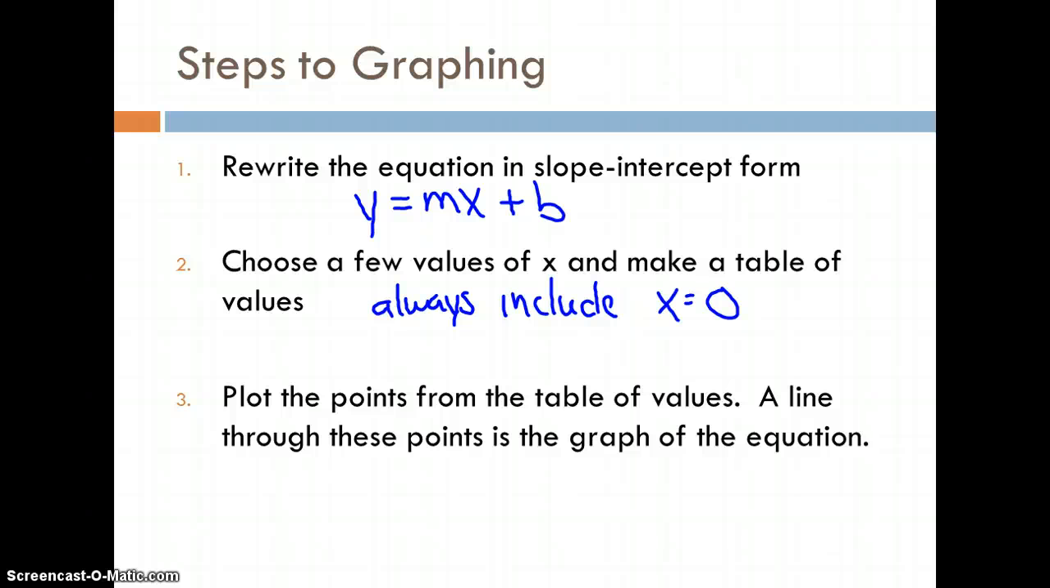Once you have your table of values, all you do is plot the x comma y. They're all x, y's. Plot those points and then draw a straight line through them. Take some time if you need to pause. Make sure you have this information down in your notes.